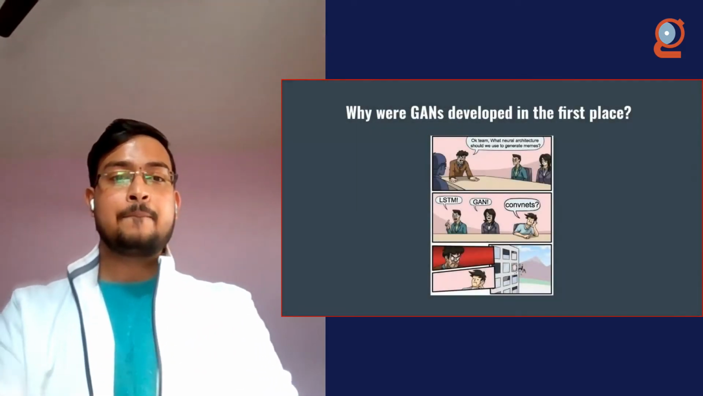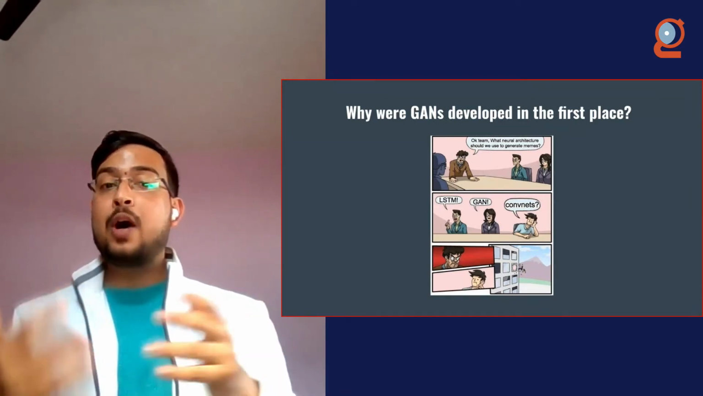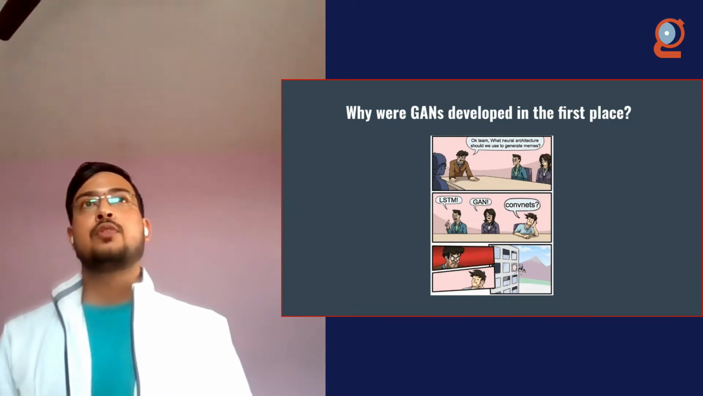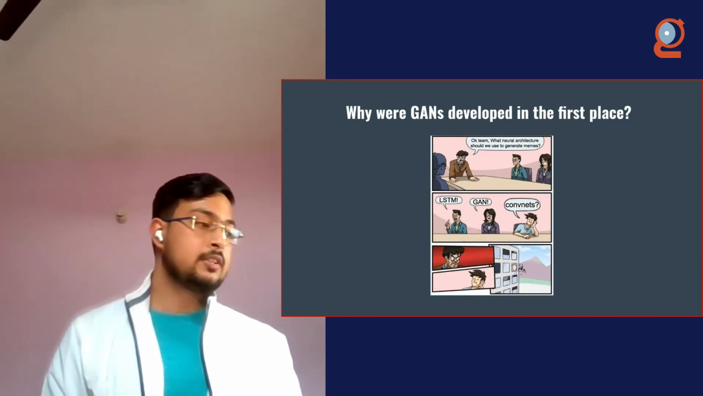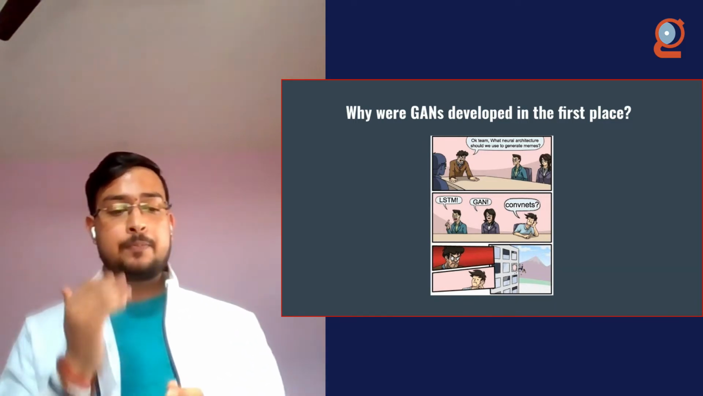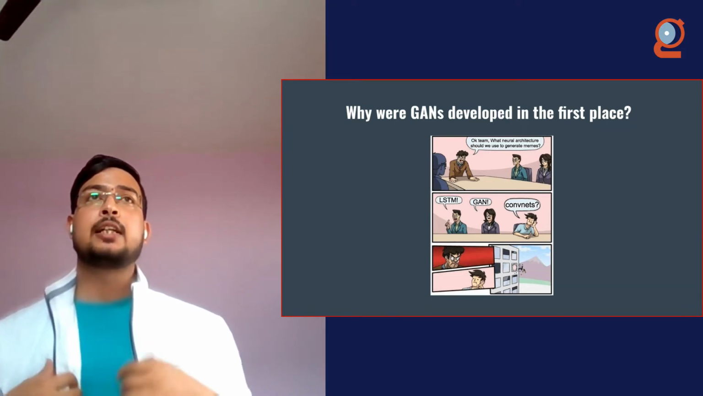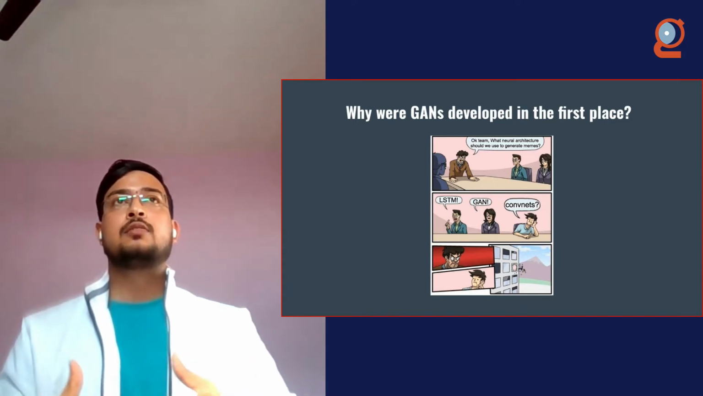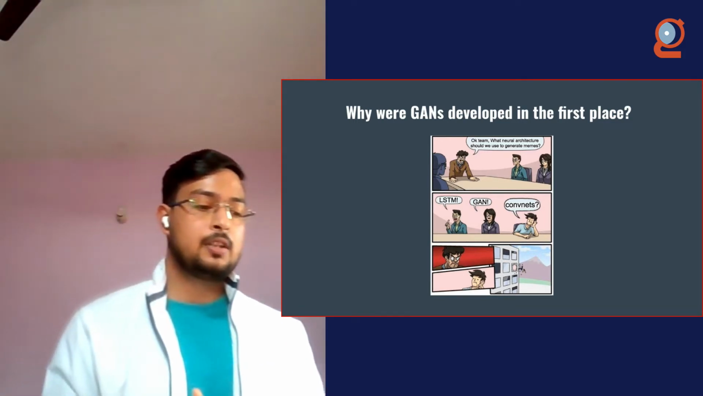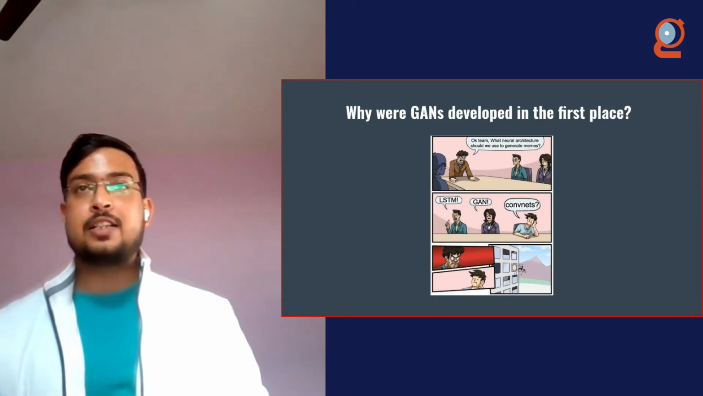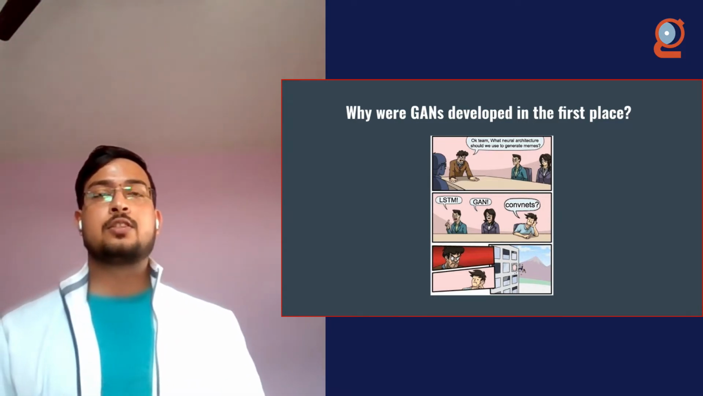Moving forward, why were GANs developed in the first place? Even though ConvNets and other neural network models were pretty amazing and did their jobs fine, we needed something else. Let's start with a straightforward example. Suppose I have a data set of rare species. Since the species are rare, we won't have many pictures of them.